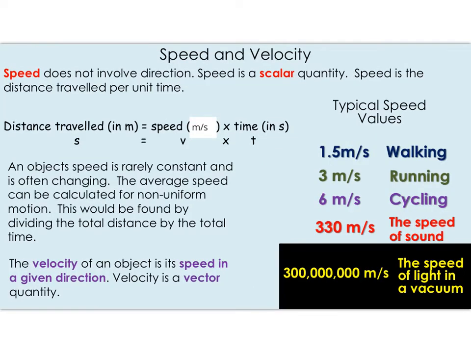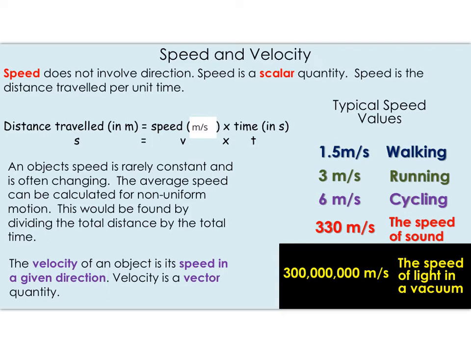We're now going to look at the difference between speed and velocity. It's worth pointing out that speed does not involve direction, which makes speed a scalar quantity, and speed is the distance travelled per unit time. You can calculate speed using the equation that's shown there: distance travelled in meters, speed measured in meters per second, and time measured in seconds. An object's speed is rarely constant and often changing.